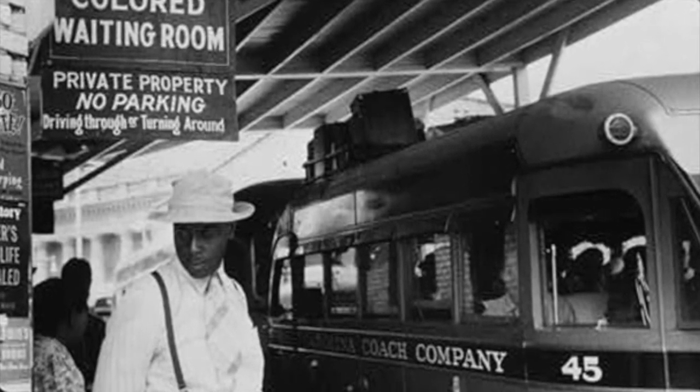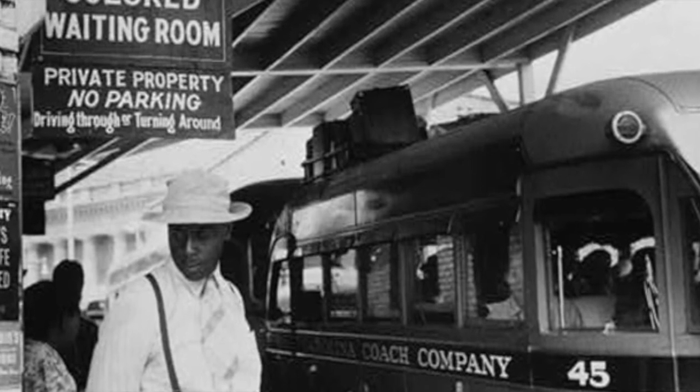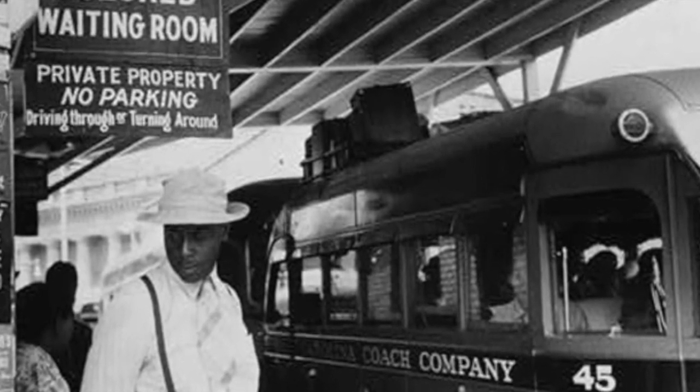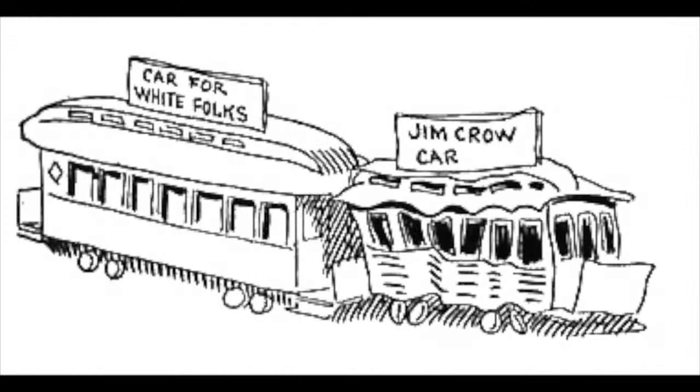In this case, the court ruled the law was constitutional and upheld racial segregation. Segregation was a matter of social equality and not legal equality. Therefore, the government could not interfere. The ruling created the infamous saying, separate but equal.